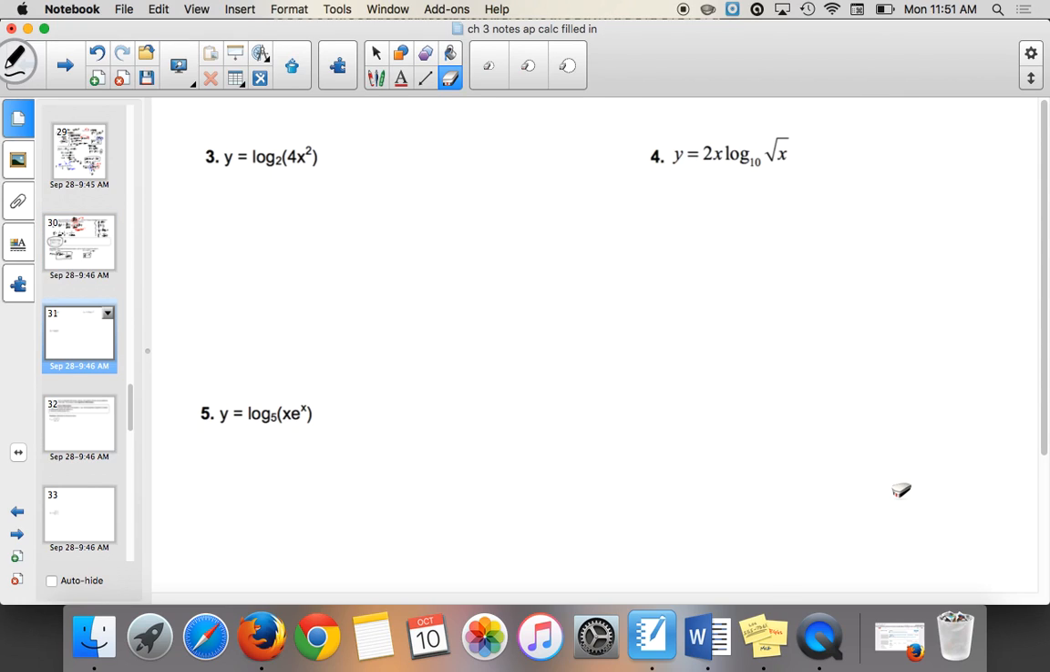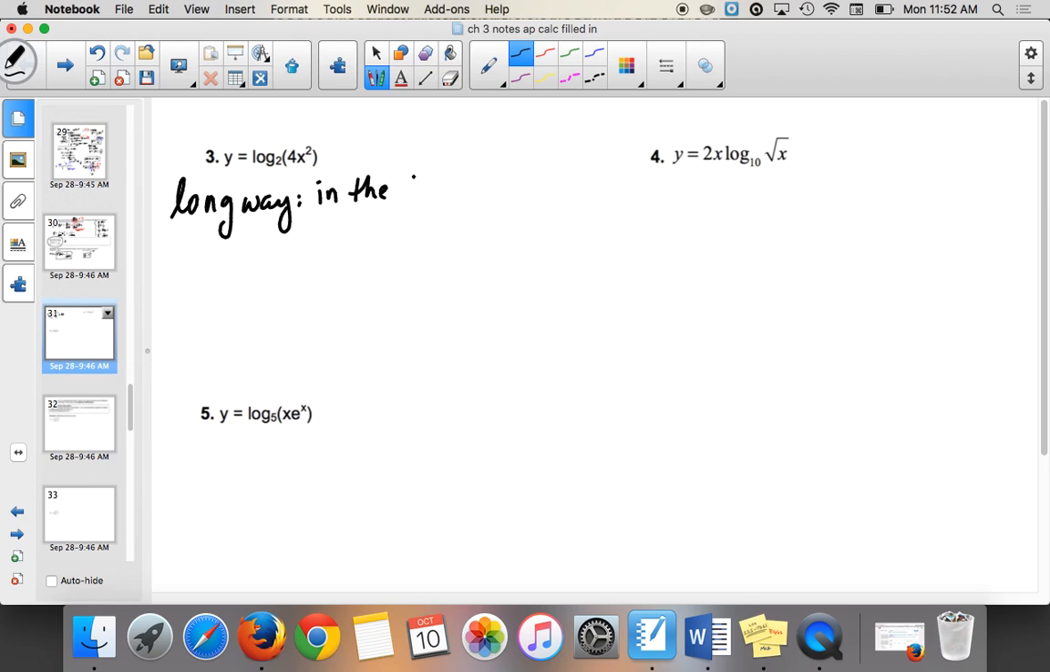All right, next up. So this one. That's a lot. So you can think of it in the form as log base 2 of u. So I'm going to write it the long way. I know you love when I write the long way. So it's in the form of y equals log base 2 of u. So its derivative is going to be 1 over u, which was 4x squared, times natural log of 2, and then times the du. So the derivative of 4x squared is going to be 8x.